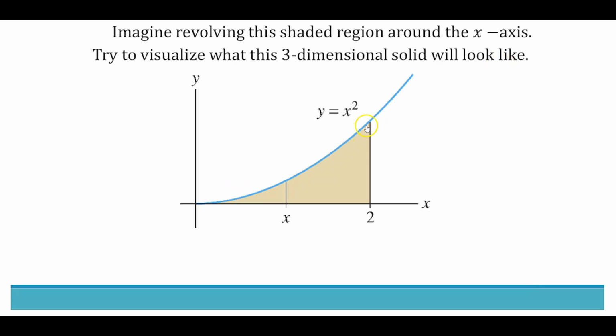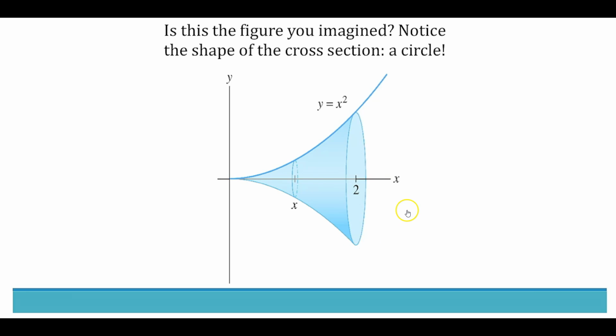So we're taking this region here, extending from 0 to 2, and rotating it around the x-axis. Imagine what that three-dimensional solid will look like. Is this the figure you imagined?